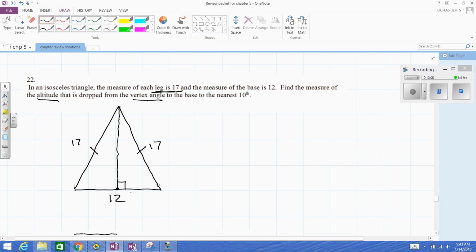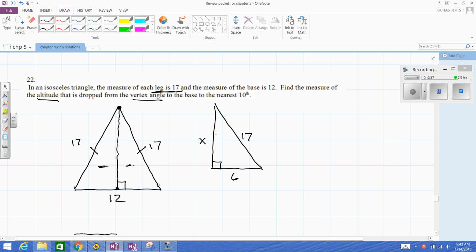Now, because it's isosceles, these two triangles are going to be the same. We're going to be able to prove that. And, okay, yeah, we don't have to. This is just a property of isosceles triangles. When you drop the altitude or median or whatever, these two triangles end up being the same, okay? Which means the 12 gets cut perfectly in half to 6 and 6. So we want that altitude length there.